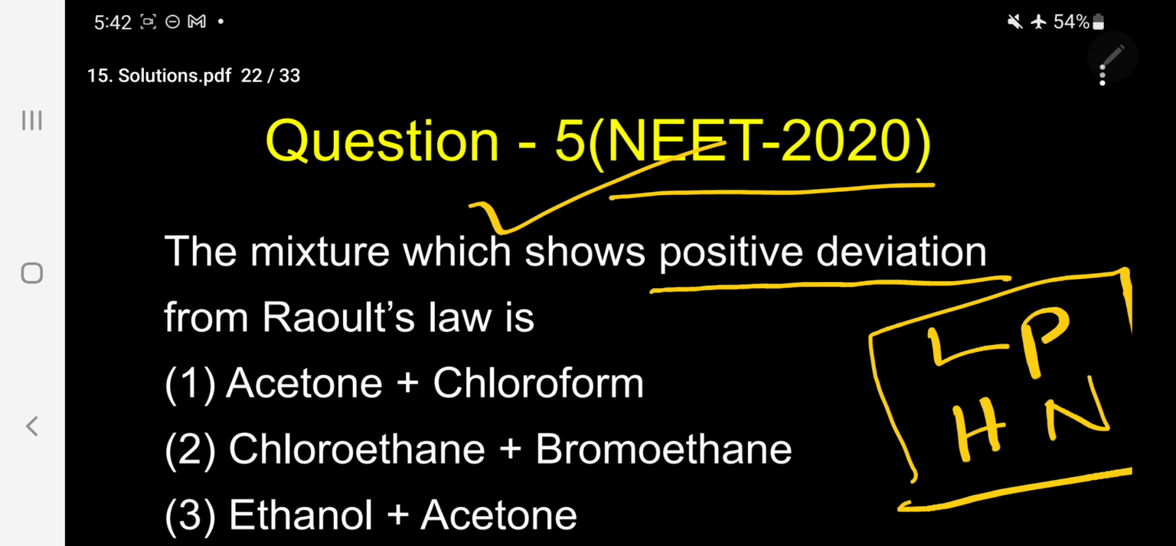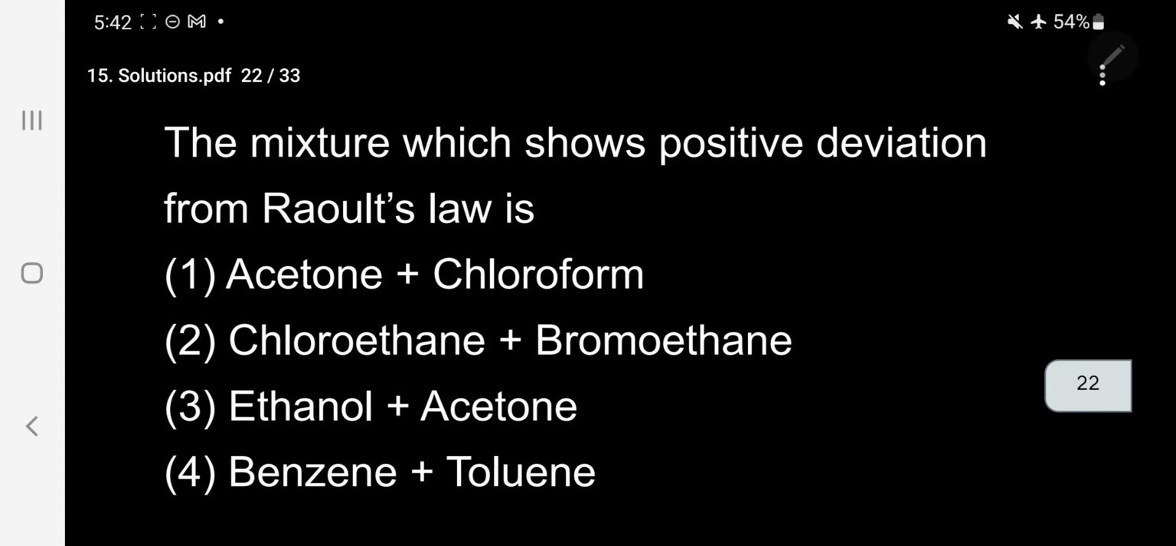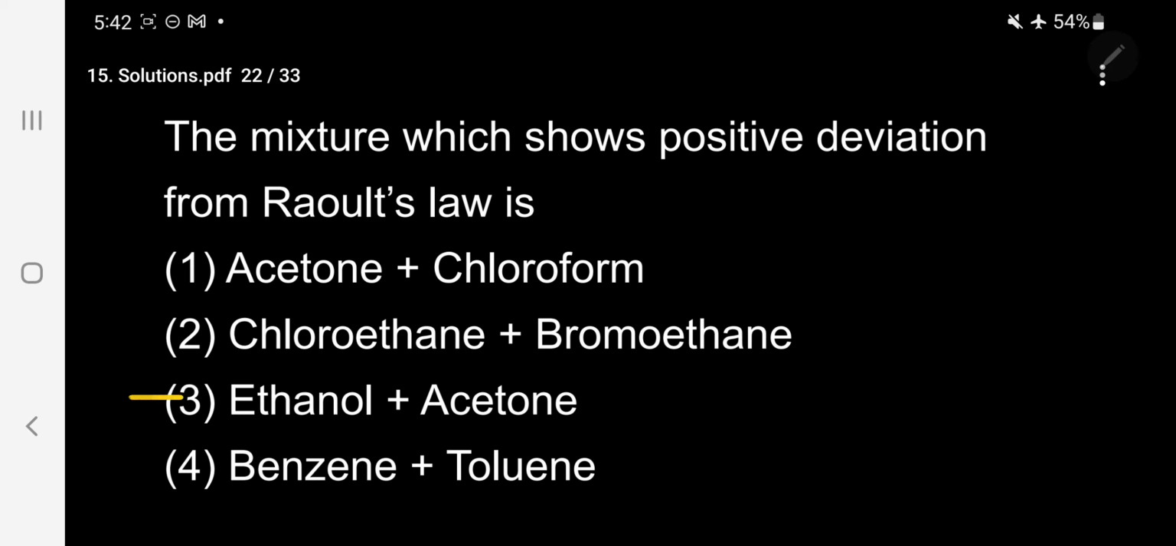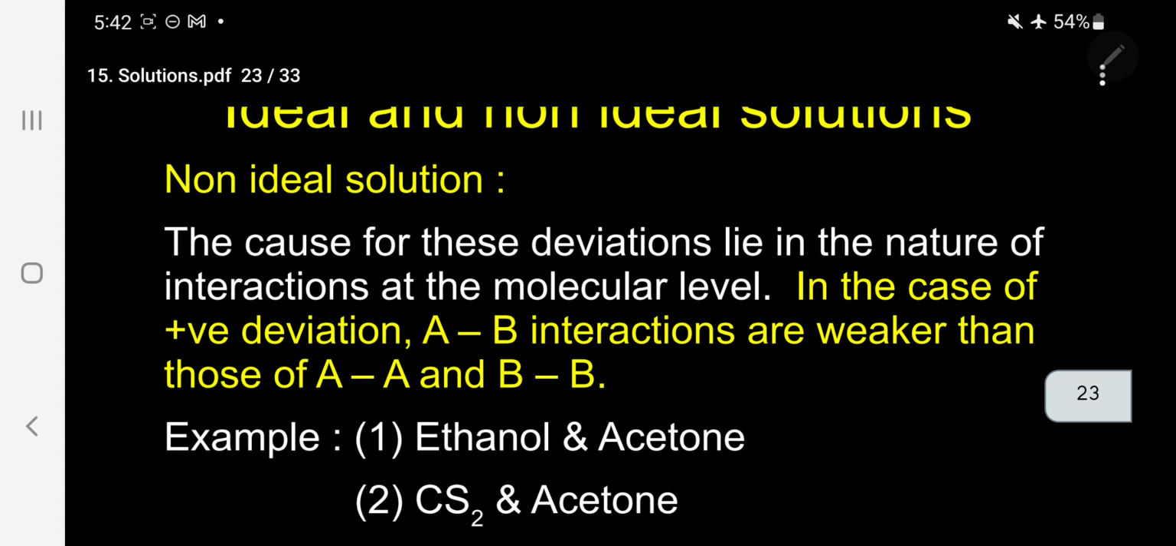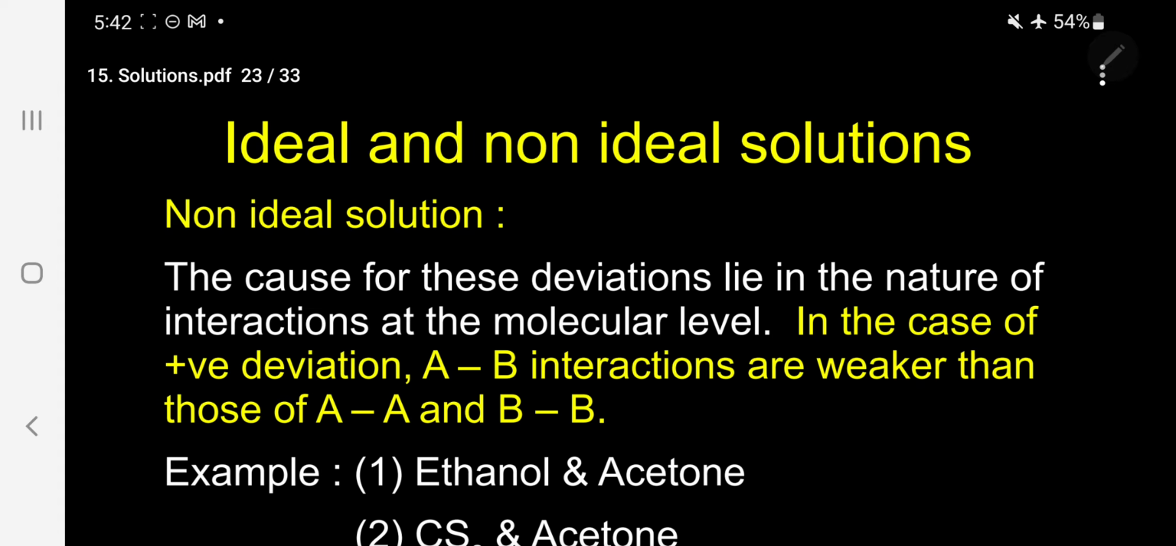Please follow. The question is which shows positive deviation from Raoult's law. A, acetone and chloroform. B, chloroethane and bromoethane. C, ethanol and acetone. And D, benzene and toluene. Very, very simple. Kindly follow. Now, again, I will give the idea here for you. What are ideal and non-ideal solutions? Let me explain. I have explained the last question, azeotrope. Now I am coming to ideal and non-ideal solutions.